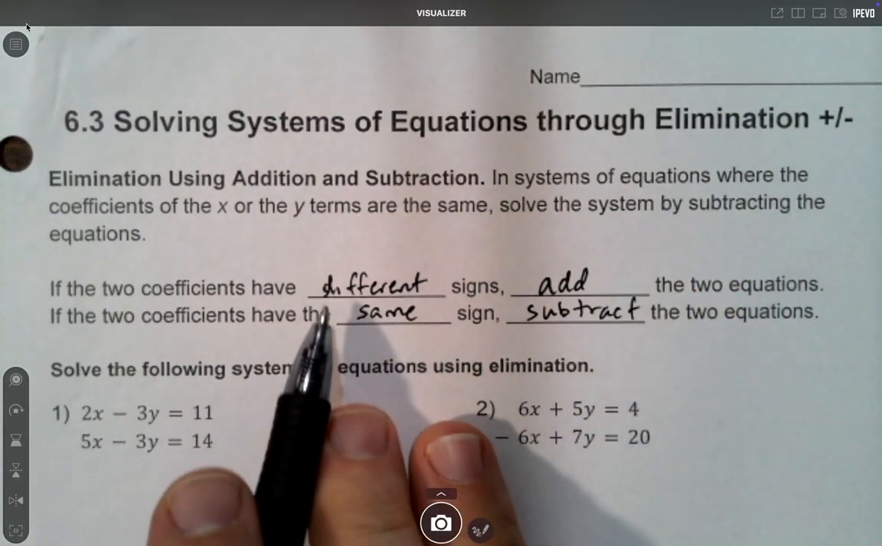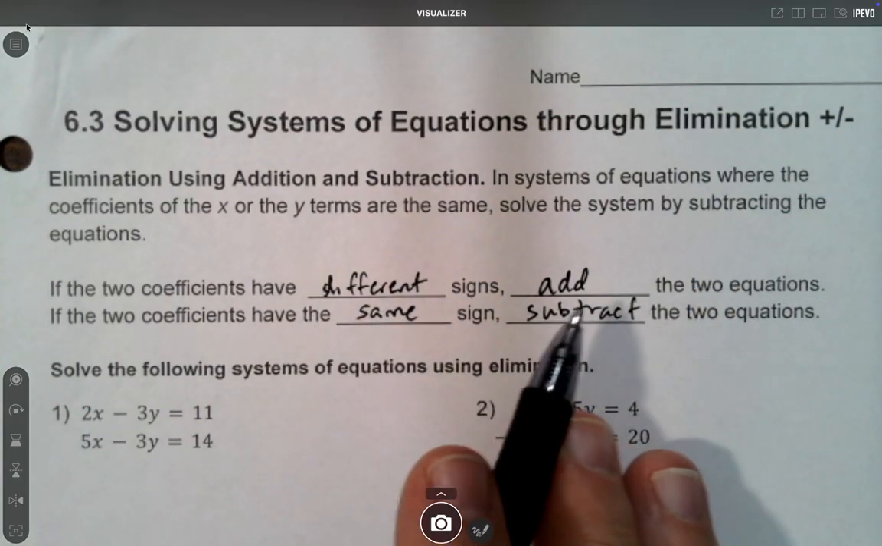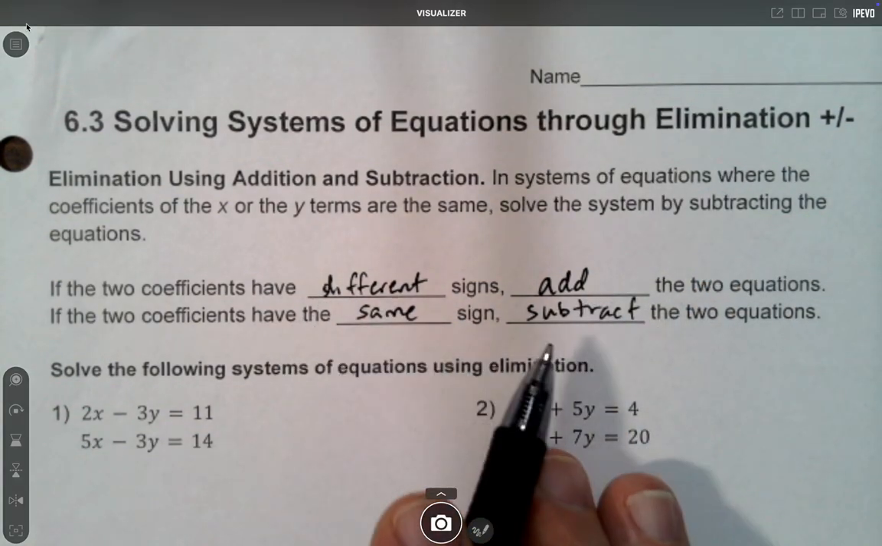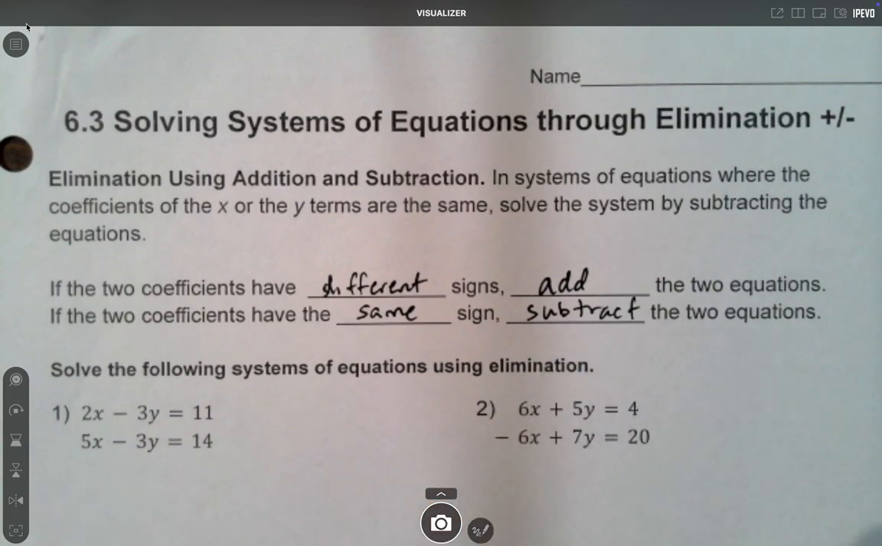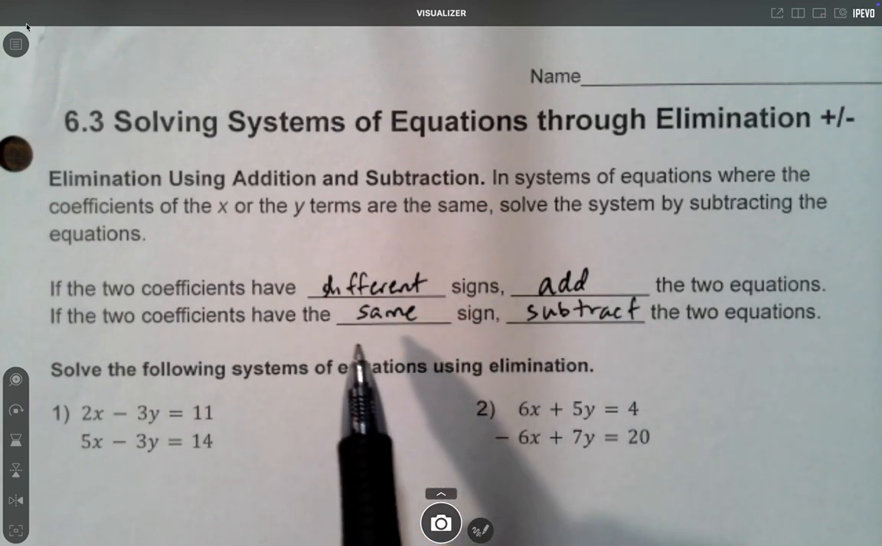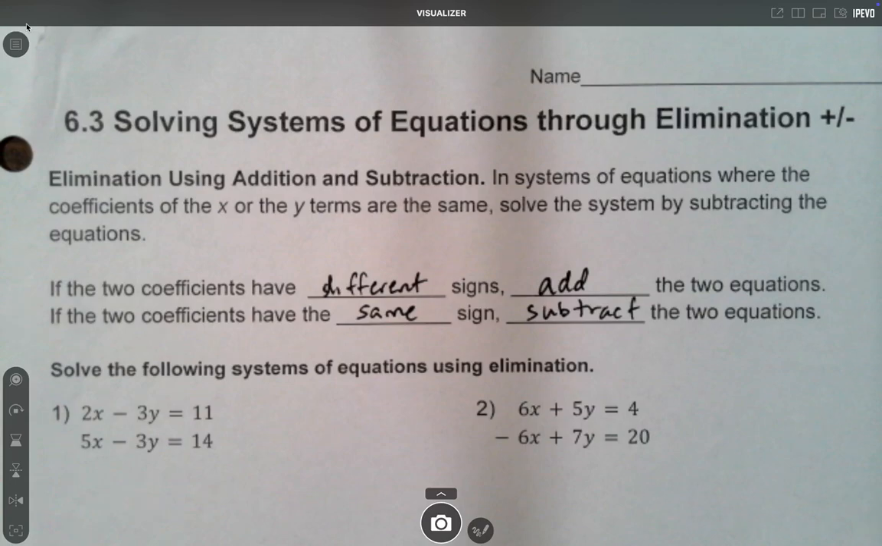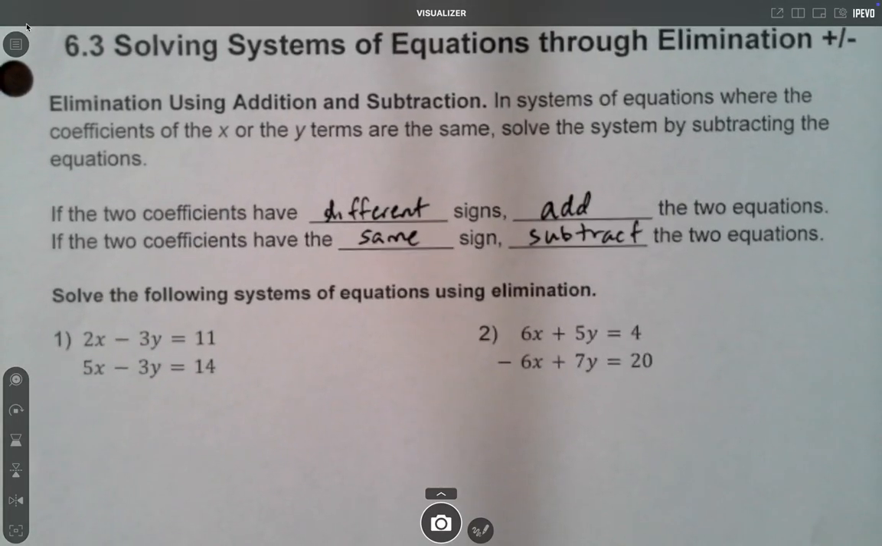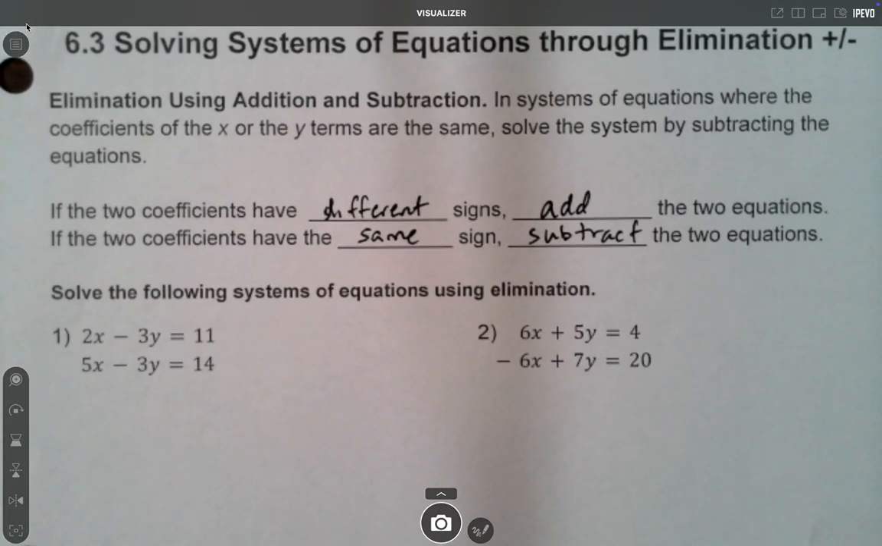So you can kind of think of it as you connect the D's. Different, add. Same, subtract. Now we use that S every time, but I do want to help you just remember it that way. Different, add. Same, subtract.